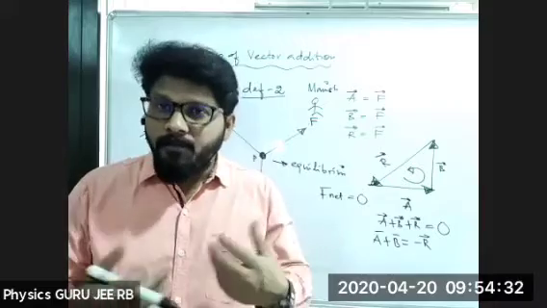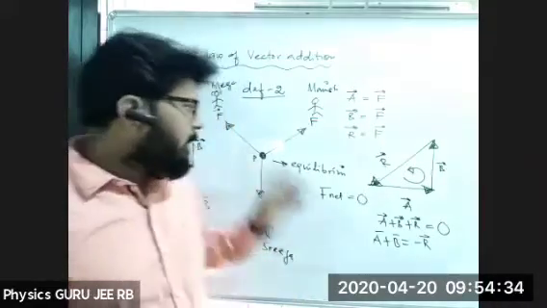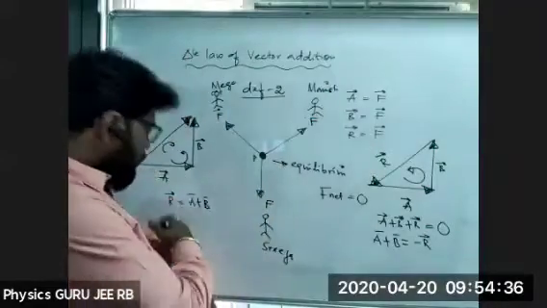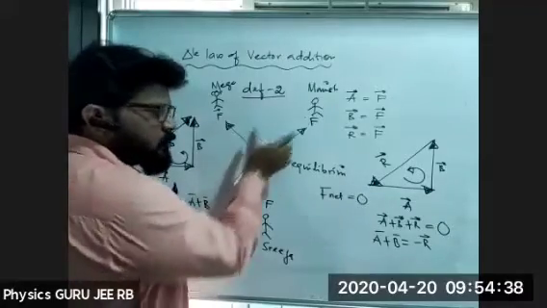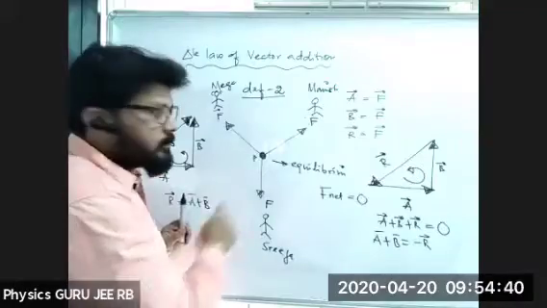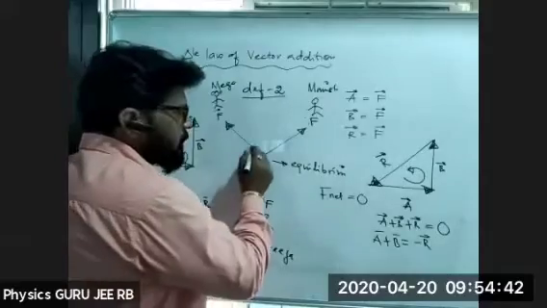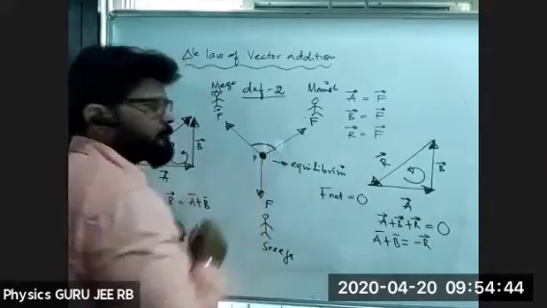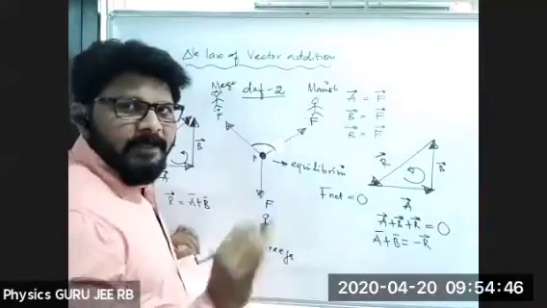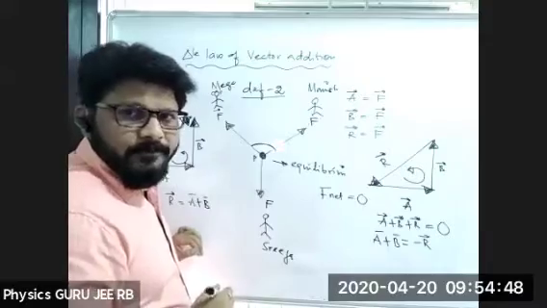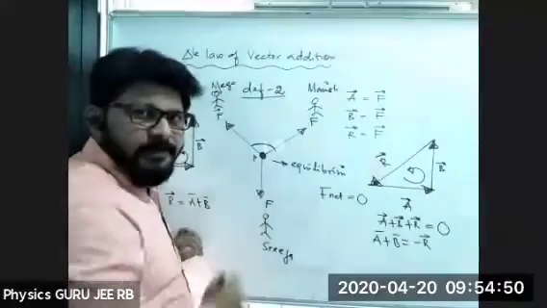Now, how to prove it? Here, tail and tail. For example, only these two are there. Only these two vectors are there. Let us imagine these two vectors, this angle, some angle is there, theta is there. This is the angle theta, right?